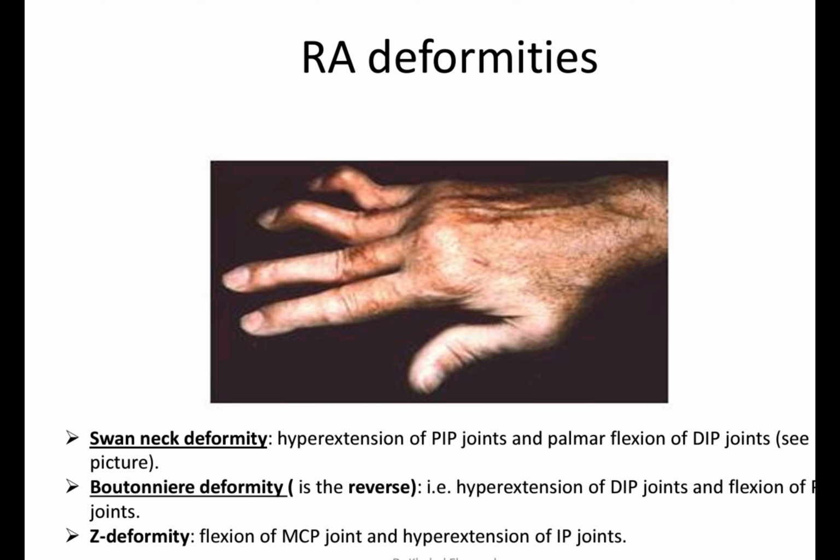Rheumatoid arthritis, RA, can cause characteristic hand deformities. Swan neck. This deformity involves hyperextension of the proximal interphalangeal, PIP, joint and flexion of the distal interphalangeal, DIP joint. Boutonnière. Conversely, a boutonnière deformity presents as flexion of the PIP joint and hyperextension of the DIP joint. Z-thumb. This deformity features flexion at the metacarpophalangeal, MCP, joint and hyperextension of the interphalangeal, IP joint of the thumb, creating a Z shape.